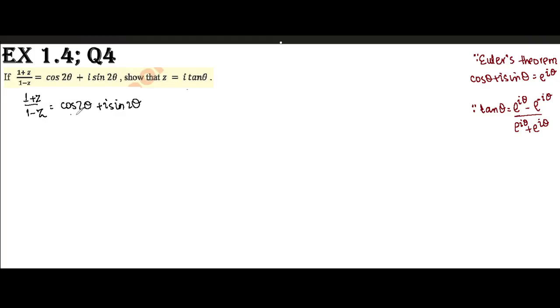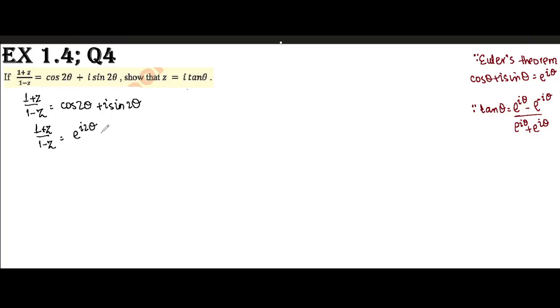Now we know that it applies Euler's theorem. This is Euler's theorem, in which the only difference between this part and this part is that the angle is θ over here, and over here the angle is 2θ. Since the angle of cos and sin is 2θ, we are going to write the angle of e raised to the power iota as also 2θ. So (1 + z)/(1 - z) = e^(i2θ).